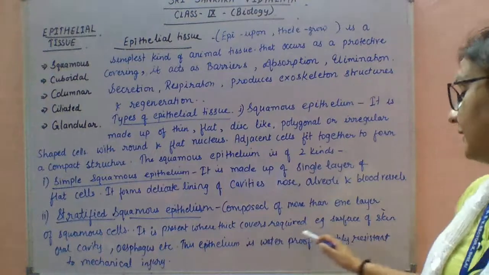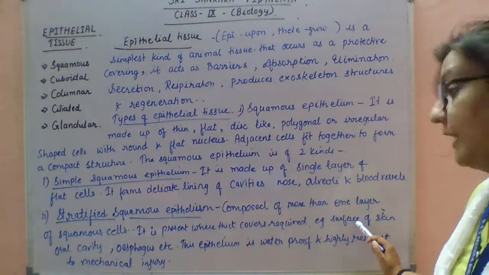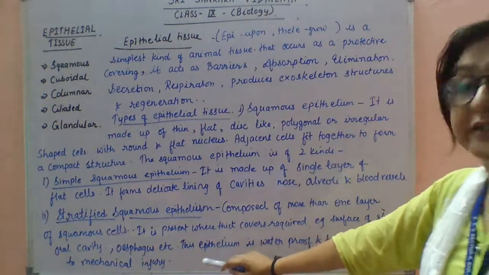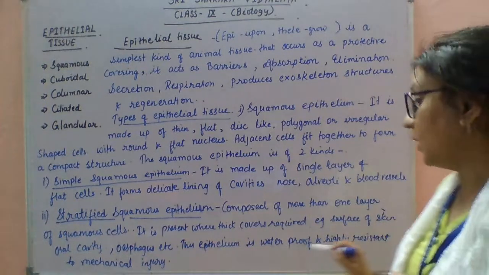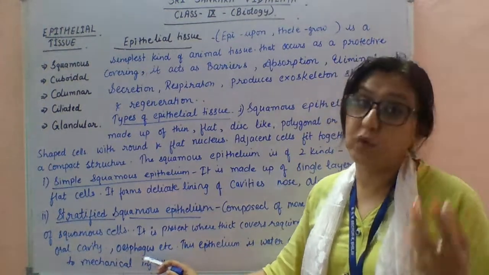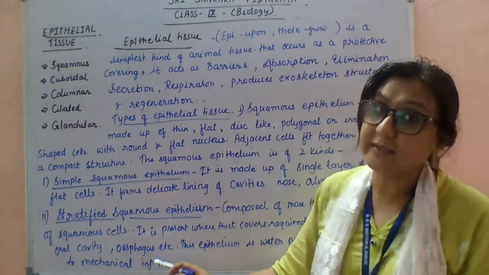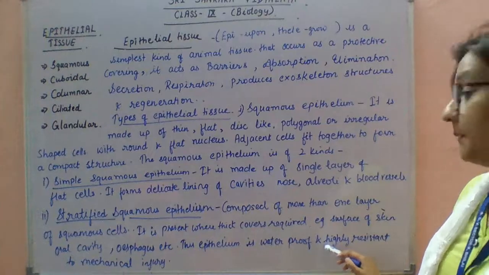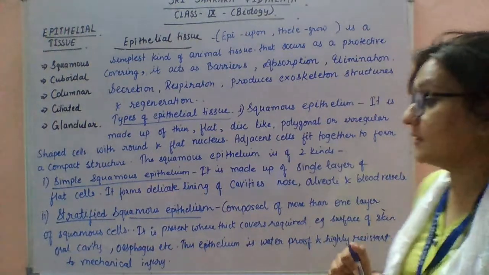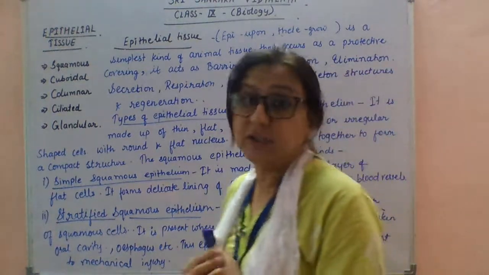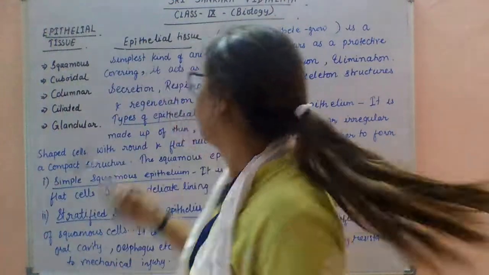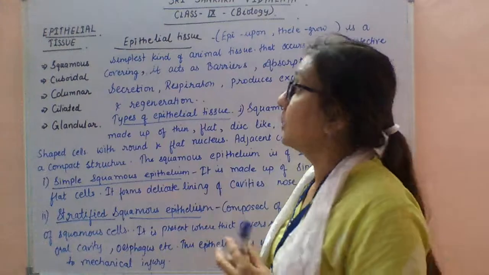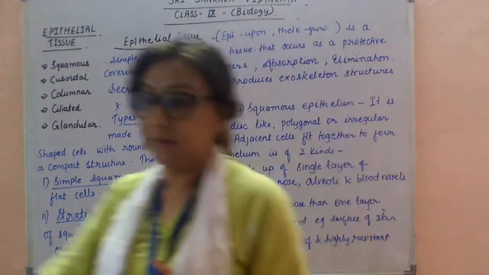It is present where a thick layer is required, such as the surface of the skin, oral cavity, esophagus, etc. Esophagus means the food pipe. This epithelium is waterproof and highly resistant to mechanical injury. So this is about the squamous epithelium. Next, we will study the cuboidal epithelial cell.